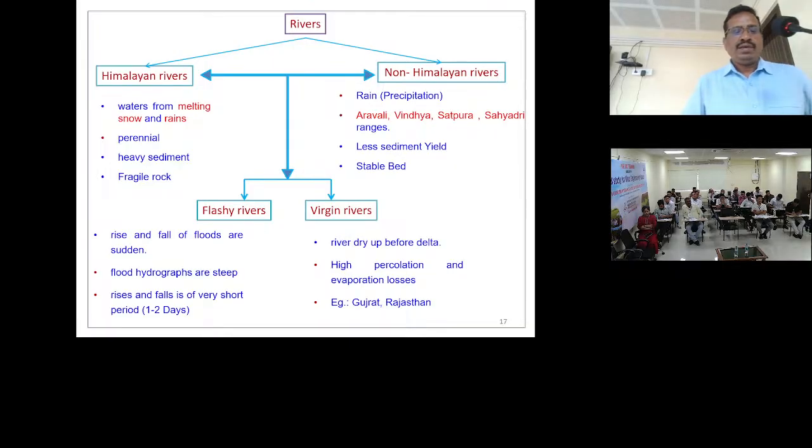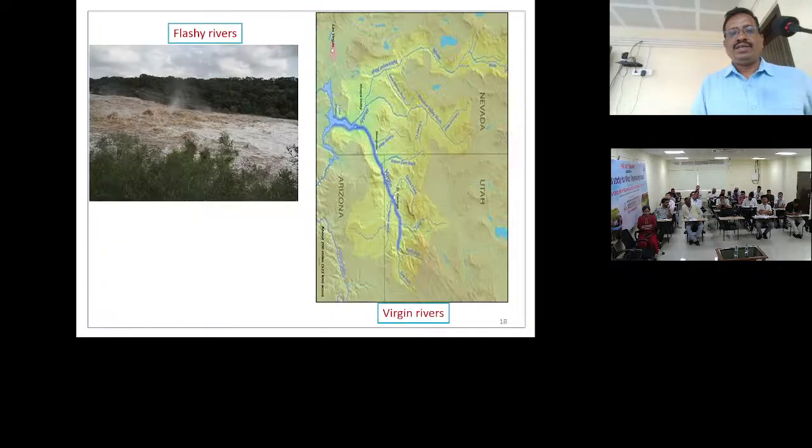In flashy rivers, the rise and fall of flood are sudden, and flood hydrographs are steep. The rise and fall is over a very short period of one to two days. Virgin rivers are rivers that dry up before reaching the delta. They originate at one place, flow some distance and then vanish. This type of river you can find in Gujarat and Rajasthan.